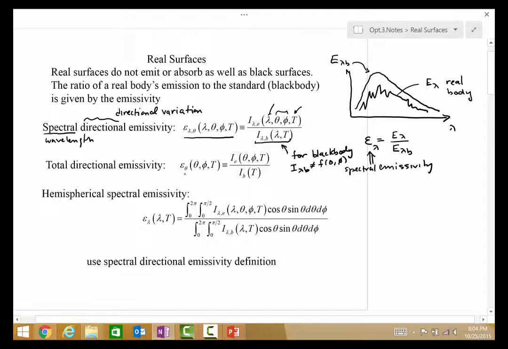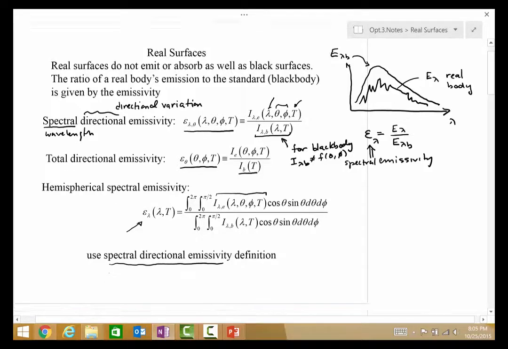If we're talking about the total directional emissivity, it means that we're looking at the directional emissivity with no wavelength dependence, divided by the black body total emissivity, again with no wavelength dependence. One of the things that you want to notice is that as we look at the hemispherical spectral emissivity, hemispherical meaning that it's over the hemisphere, spectral meaning that it's wavelength dependent, it depends on the directional spectral intensity integrated over the hemisphere divided by the same black body quantity integrated over the hemisphere. Why that's interesting and relevant is that we can use the spectral directional emissivity to create this definition.